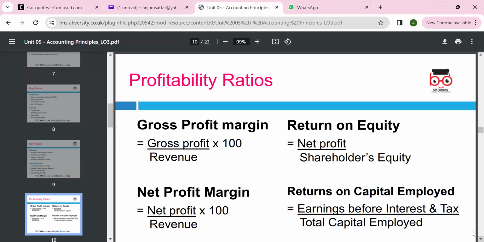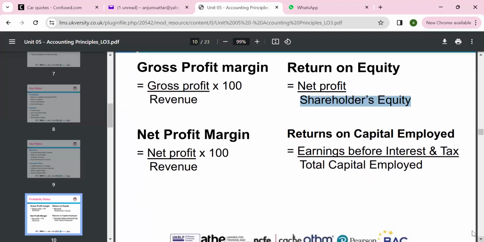Net profit divided by shareholder equity. Equity means the share capital, the investment, the value of the shares. Net profit divided by revenue. Revenue means turnover, sales. Return on capital employed: earnings before interest and tax divided by the total capital employed. Capital employed means total capital, the total worth of the assets you have in the business.